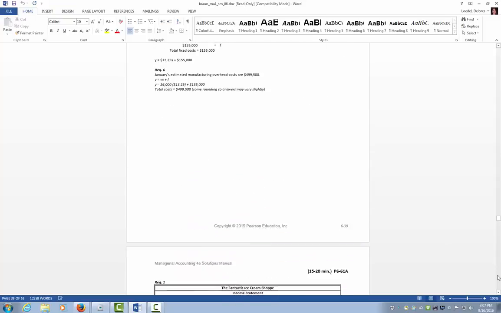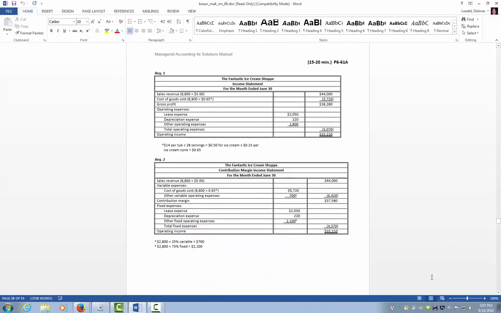Okay, so here is our traditional income statement. We were told that they sell 88,000 units at $5 per piece. I believe these were ice cream cones. For the cost of goods sold, we're told that they purchase the ice cream at $14 per tub, which provides them 28 servings. So therefore, the ice cream would cost 50 cents per serving. And then they also tell you that they purchase the ice cream cones themselves for 15 cents per cone, for a total of 65 cents.